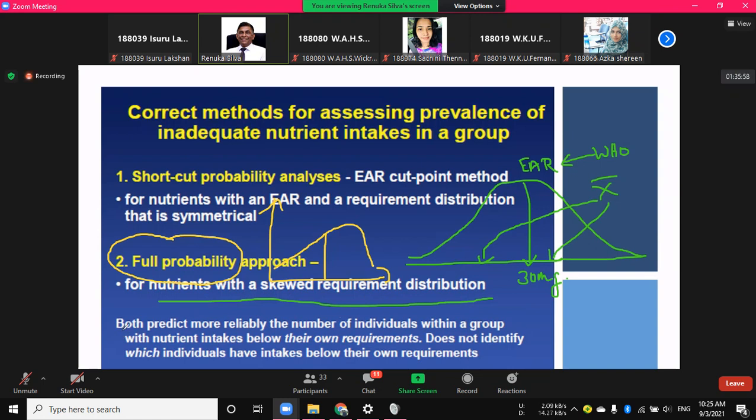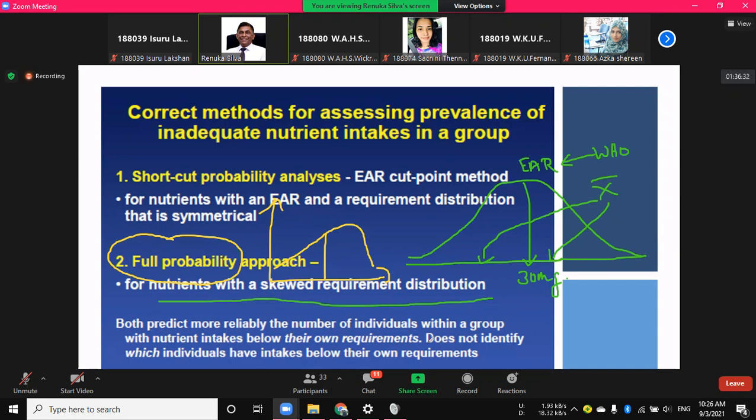Look at this bottom line. Both predict more reliably the number of individuals within a group with nutrient intakes below their own requirement. Our problem is, what we want is, we want to know how many individuals in your group consume below their own requirement.